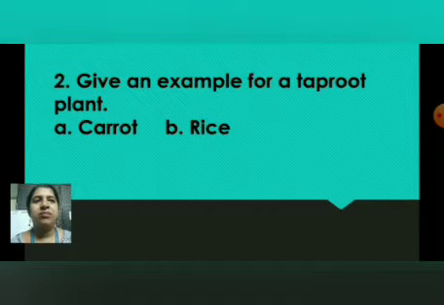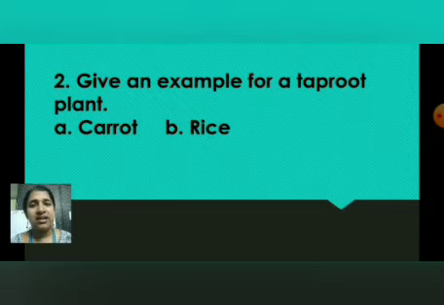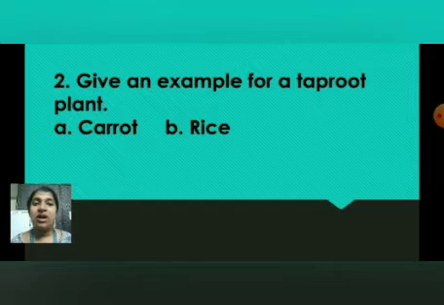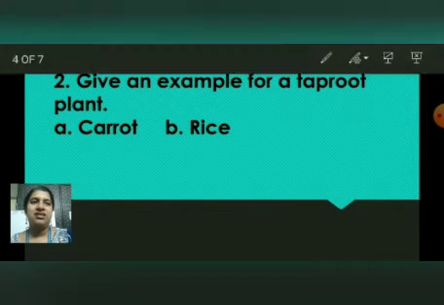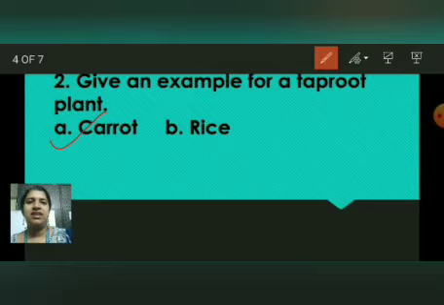Now give an example for a taproot plant. Yes, a plant that has a taproot. Is it carrot or is it rice? Now if you think about the carrot plant, remember we learnt that the carrot is a root plant, isn't it? Now coming to rice, if you look at the roots of a rice plant, you will see that it's not just one root but many tiny roots. So therefore an example for taproot is carrot, and not rice. So let's tick off carrot.